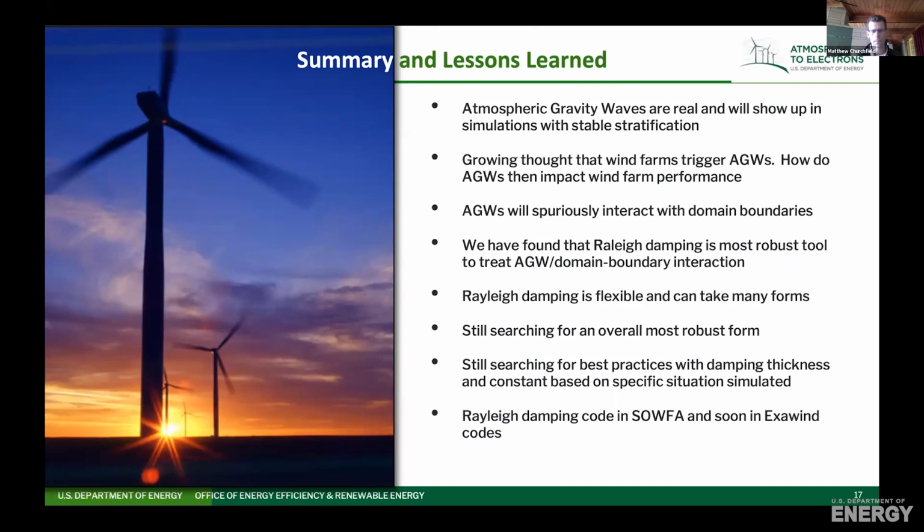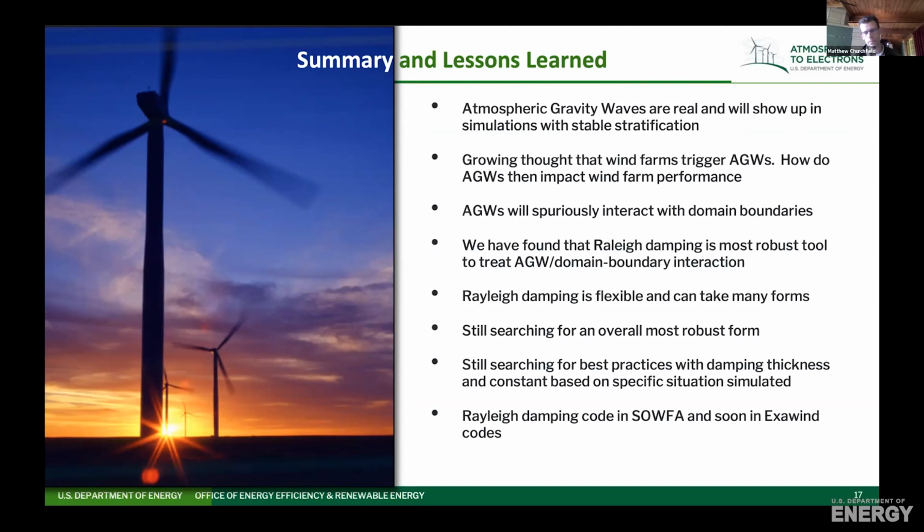There's growing thought that wind farms trigger atmospheric gravity waves, and then they impact the performance. So there's a real need to be able to simulate these things realistically. But as I showed, they can interact with domain boundaries, bounce off of boundaries, and then amplify in really spurious ways. We found that Rayleigh damping is the most robust tool for treatment of gravity wave domain boundary interactions.